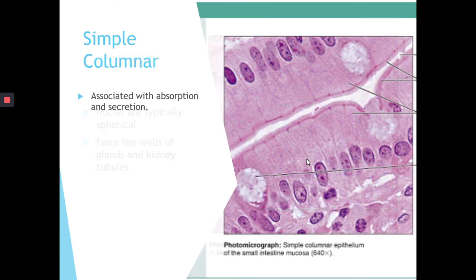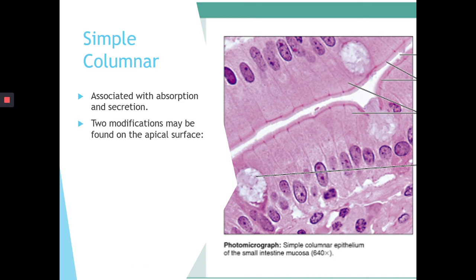We then have simple columnar epithelial tissue, which is again going to be primarily associated with absorption and secretion. Notice how these cells have now elongated in shape, so they've gotten a lot taller. Again, still tightly joined together. You can see the nuclei present in them. So a lot of those same features still do apply.